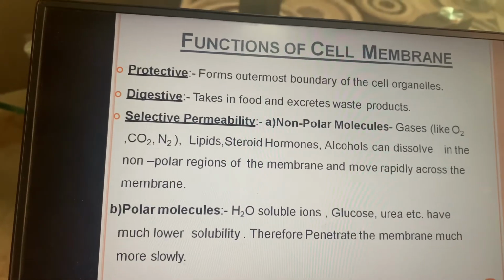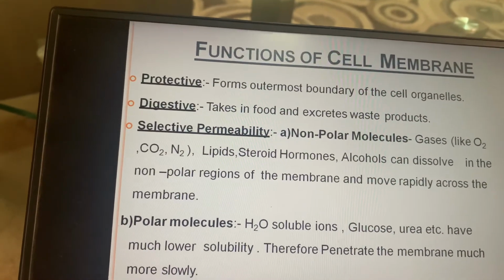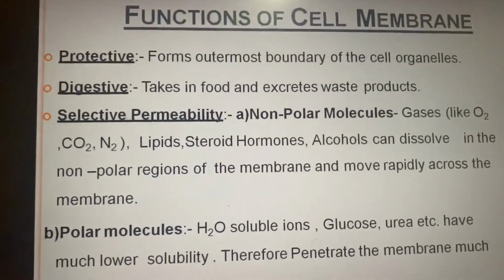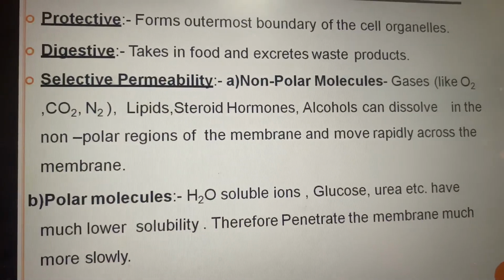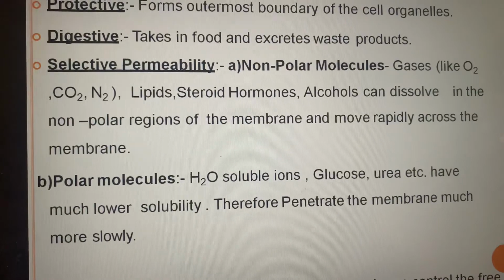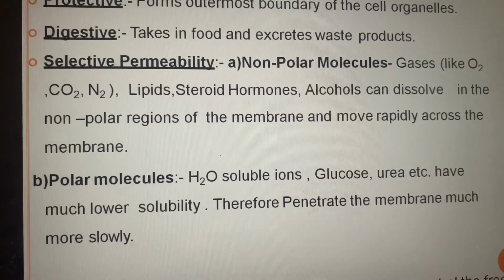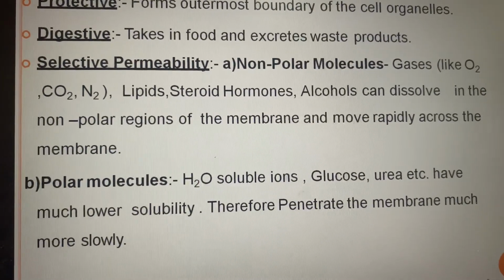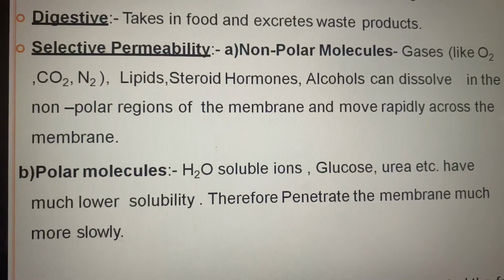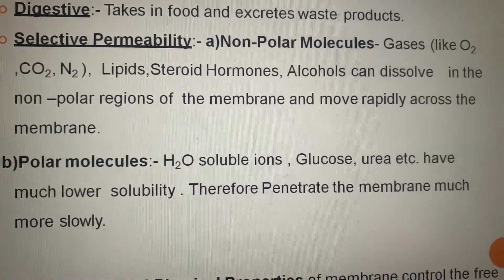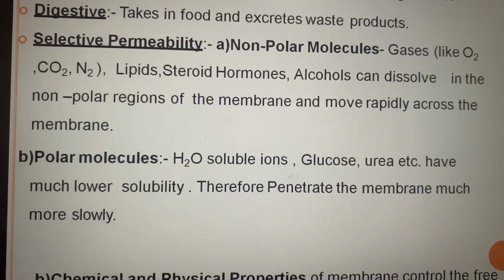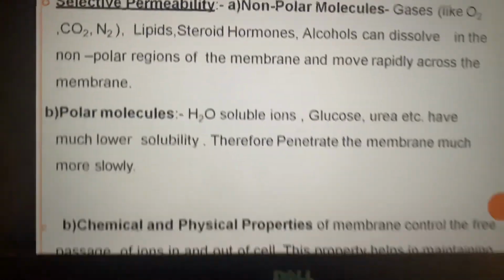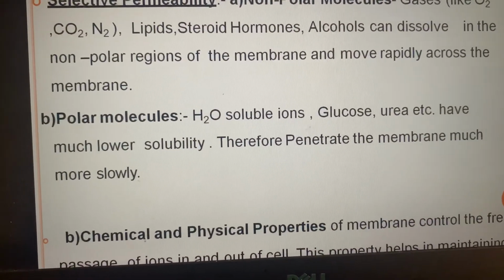Functions of the cell membrane: it helps in protection, forms the outermost boundary, gives shape to the cell. It takes in food and excretes waste products. It is selectively permeable, permeable to non-polar compounds like gases, lipids, steroids, alcohols. They can dissolve in non-polar regions of the membrane, and polar molecules can penetrate slowly, because of the hydrophobic ends of the lipid bilayer.